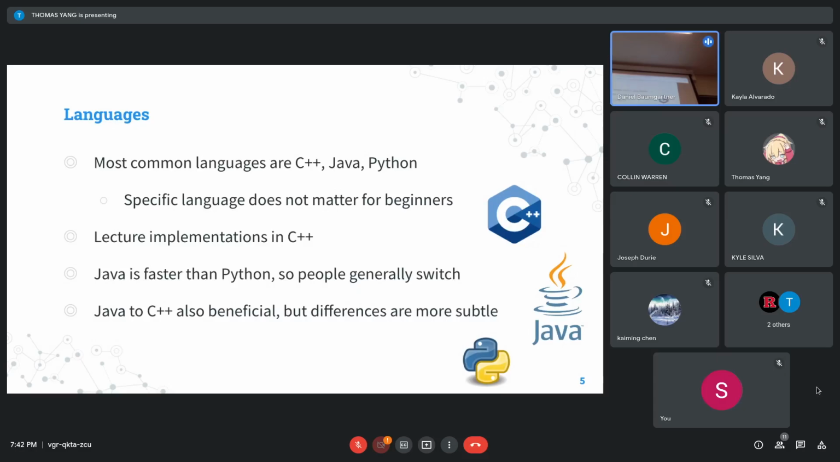And the final one is that the switch from Java to C++ also occurs because there are some subtle benefits in C++ that make it more compatible with competitive programming and easier to use. And that is the general discussion on the language.